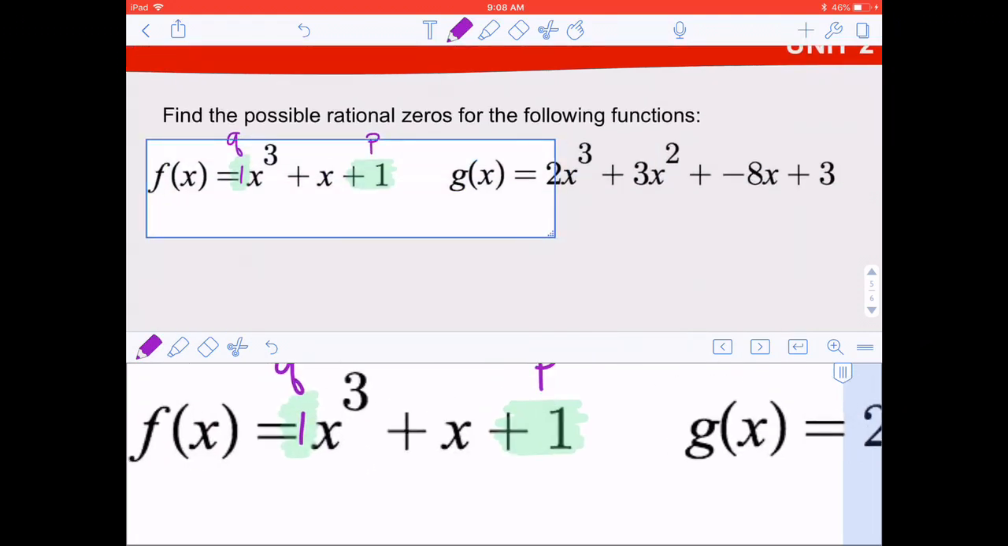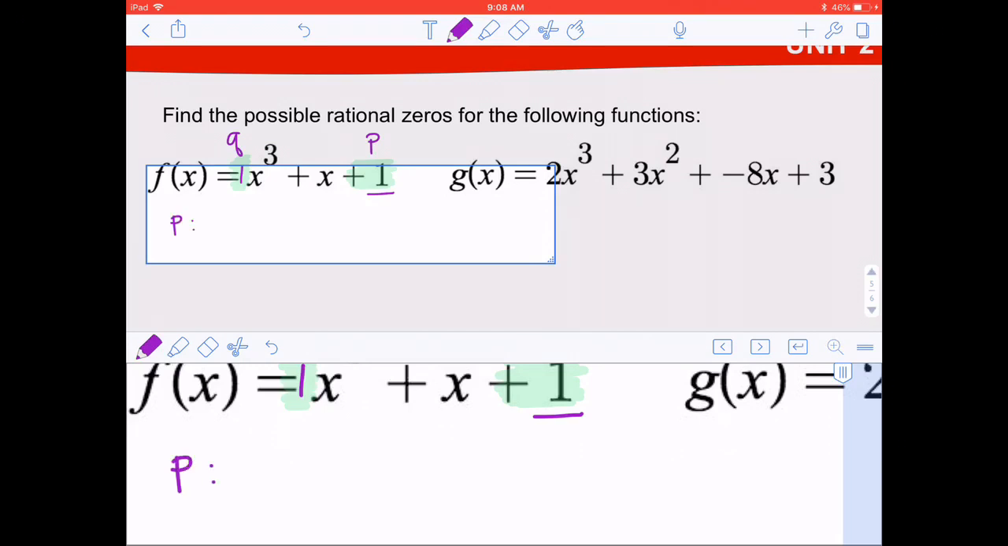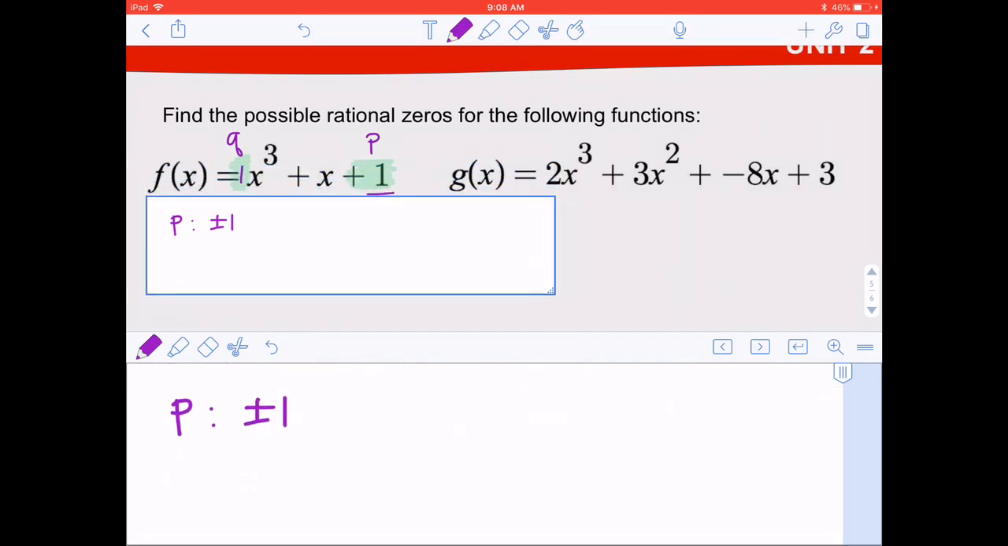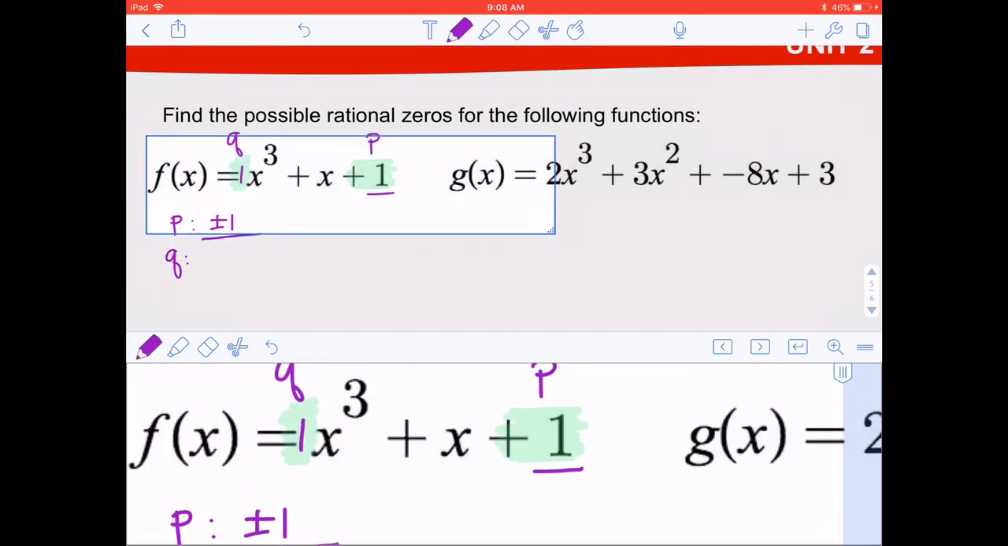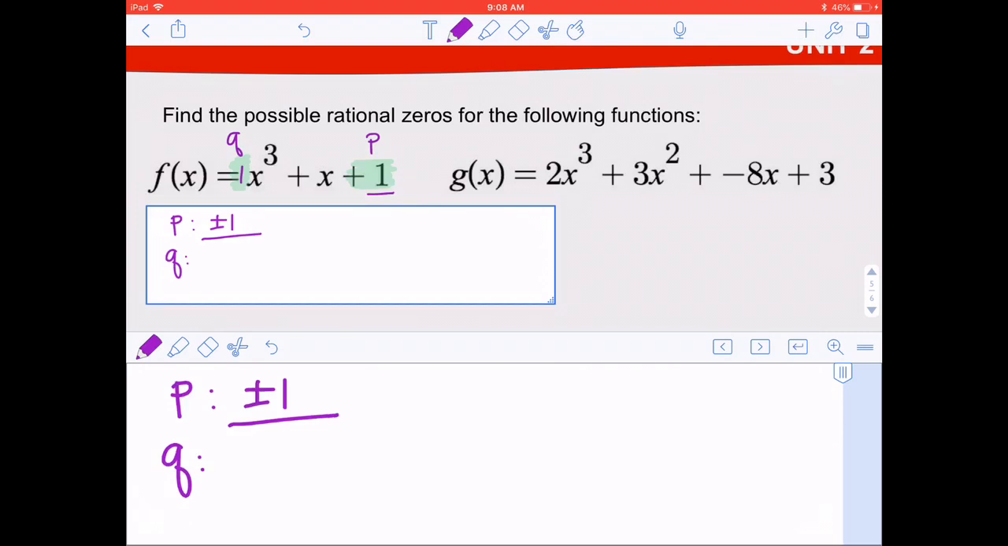So we look at the number 1. What are all of the factors of 1? Well, we have plus or minus 1, essentially. We can have plus 1 times plus 1, negative 1 times negative 1. So we're going to have plus or minus 1 as one of our factors for that. And then we're going to divide that by the factors of q. So again, our coefficient here is 1, so our factor is going to be plus or minus 1. So what we can do is start to separate these.